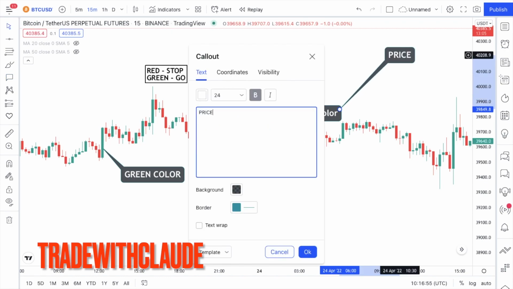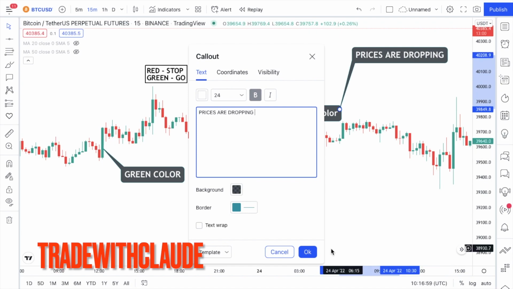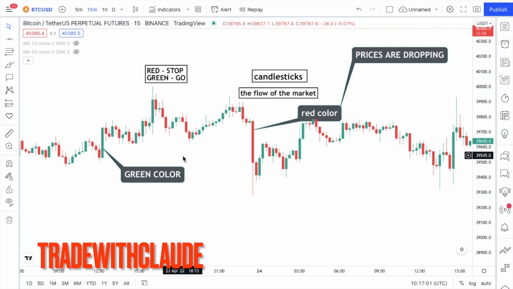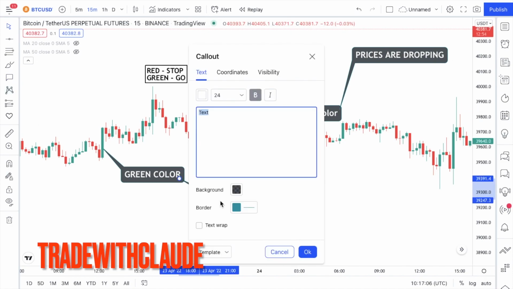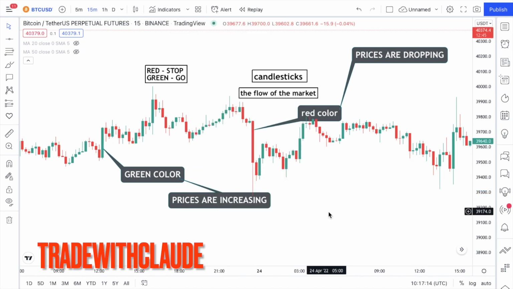Prices are dropping. So whenever you see a red candle, what does it mean? Prices are dropping. Whenever you see a green candle, it means that prices are increasing. So now I've explained to you, everything you see like this is called a candlestick. What does it tell you? The flow of the markets.